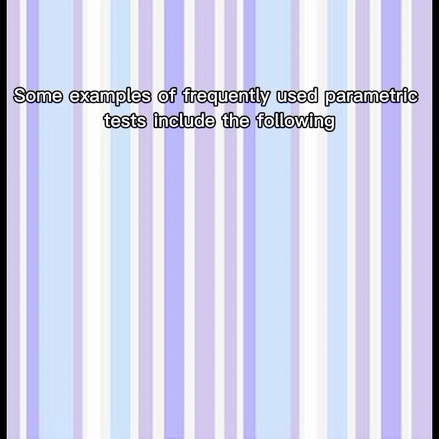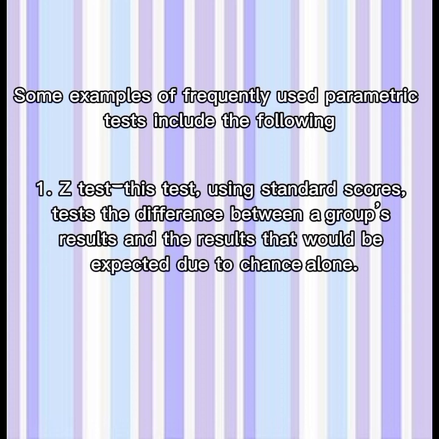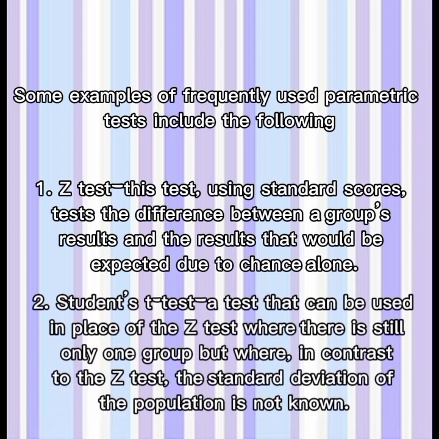Some examples of frequently used parametric tests include the following. 1. Z-test. This test, using standard scores, tests the difference between a group's results and the results that would be expected due to chance alone. 2. Student's t-test. A test that can be used in place of the z-test where there is still only one group, but where, in contrast to the z-test, the standard deviation of the population is not known.